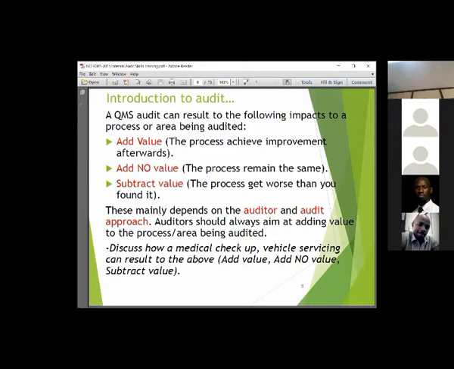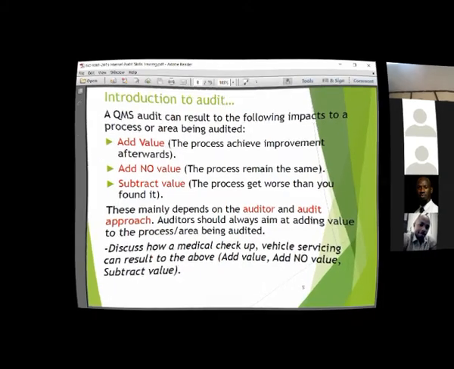You might go there and there are some very good things they are doing. Then after your audit, you are recommending some changes which, instead of adding value, subtract value from the process, which is very bad. So you'd want an audit where you are adding value. This mainly depends on the auditor and the audit approach. Auditors should always aim at adding value to the process. That is our main aim. When we are going to audit, we are not going to catch a thief. We are going there to improve the process.